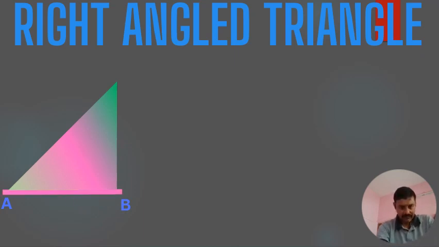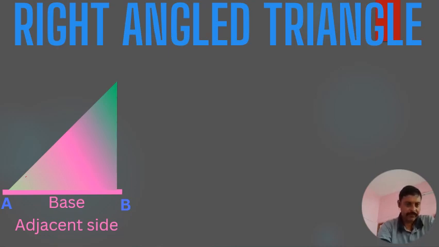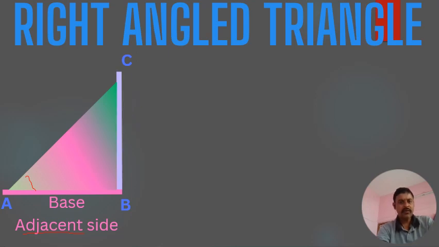This horizontal line AB is known as our base. Why is this known as our base? Because we are taking into consideration this angle A. The side adjacent to this angle A is known as the adjacent side. Similarly, the side opposite to this angle A is known as our perpendicular or opposite side. So this is our perpendicular or opposite side because it is opposite to this angle A.